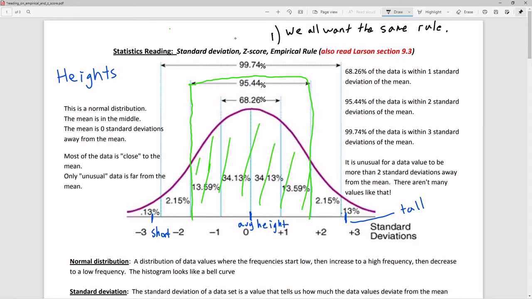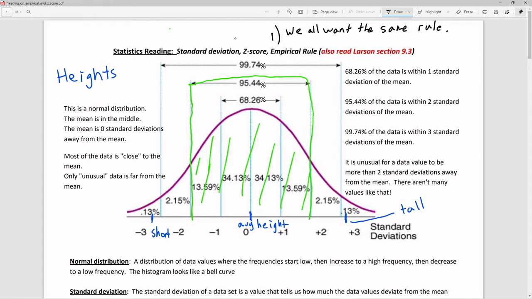It doesn't matter when you're looking at people's heights, but if two people both look at the same data and have different ideas of what is usual or expected, that's not good. It makes it difficult to talk to each other, difficult to figure out how to solve things. So we don't want that. We want all to be dealing with the same rule.